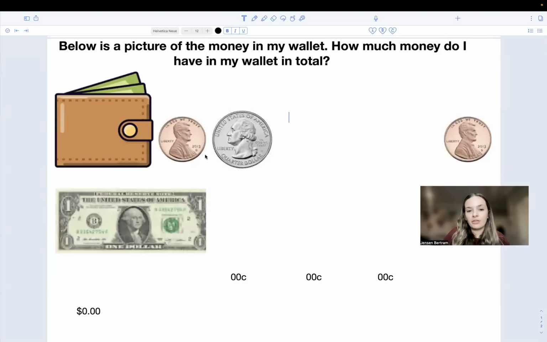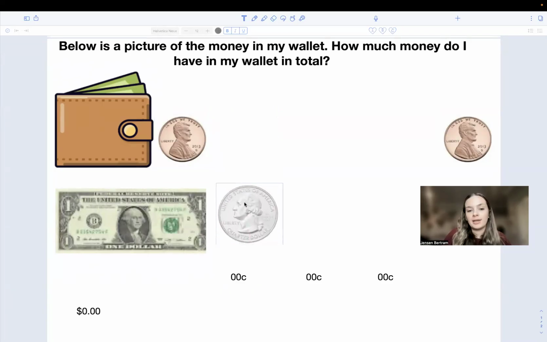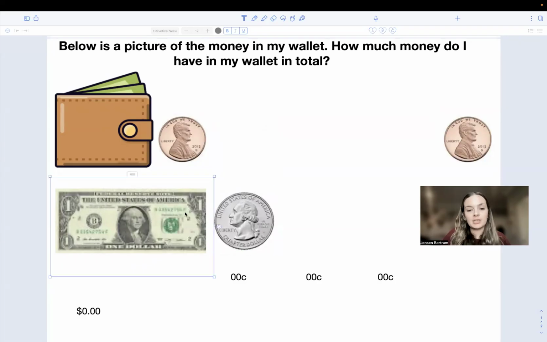Now, I have 3 coins left over. I have a quarter, I have a penny, and I have another penny. I know, and your students know, that quarters are worth 25 cents. Your students also know that a penny is worth 1 cent. So we are going to move that quarter next to our dollar bill because our dollar bill is the biggest amount and our quarter is the second biggest.